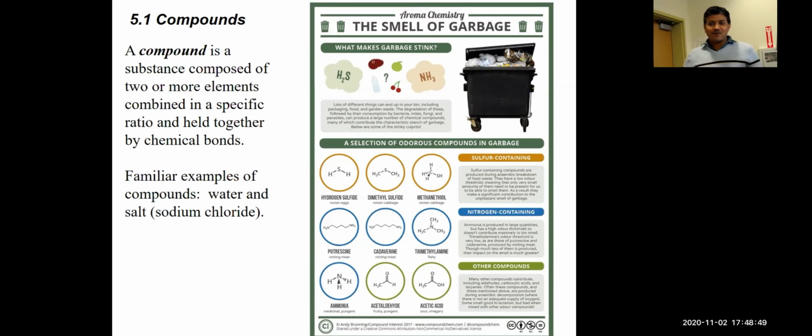This unique example of the smell of garbage is to talk about compounds because, after all, they were also compounds. All right, let's discuss what a compound is. A compound is a substance composed of at least two or more elements combined together in a specific ratio. Basically, it is a whole number ratio.